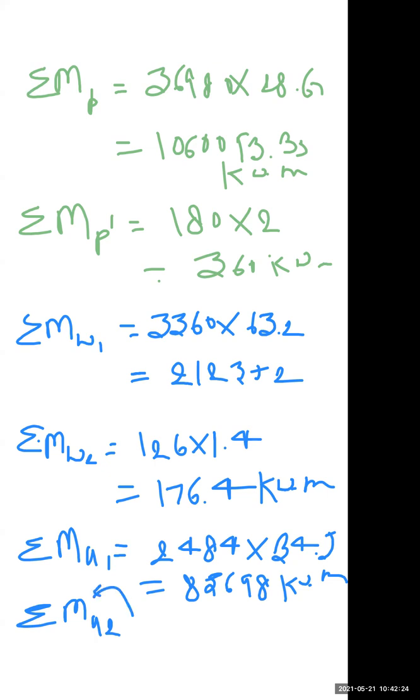Next force is U2. So moment of U2 at toe equal to, what is the force U2? U2 is 16560 into lever arm, that is 46, and what is the value? Value of moment is 761,760 kilonewton meter. This is the value.